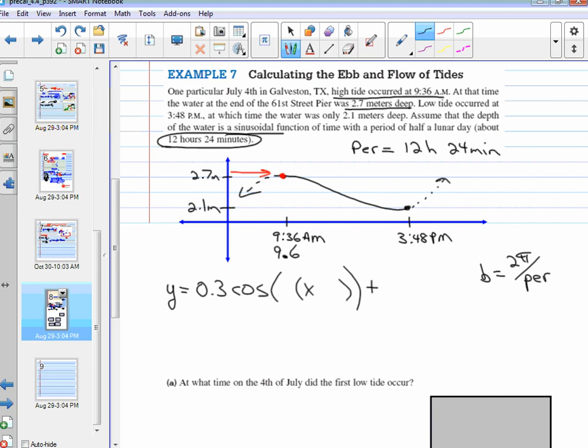3:48 p.m. Now, I can't say 3 point something. It's really 15 point something. 24 hours in a day. So it's kind of like military time. This is 0 at midnight, and then 3 p.m. is 3 hours after 12, which is 15. So it's 15 point. What's 48 divided by 60? 0.8.